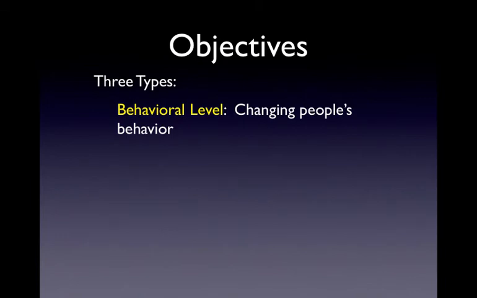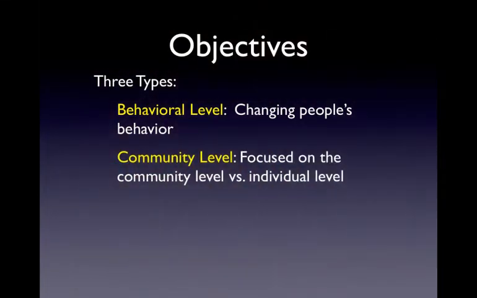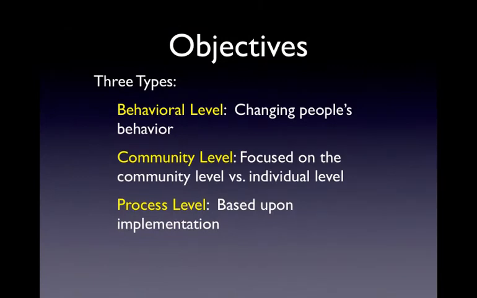There are behavioral level objectives. So this is really looking at people's behavior and trying to change those based upon the objectives that you have. You have community level objectives focused on the community versus the individual level in what you do. And then there's process level objectives. These are based upon implementation as a whole.